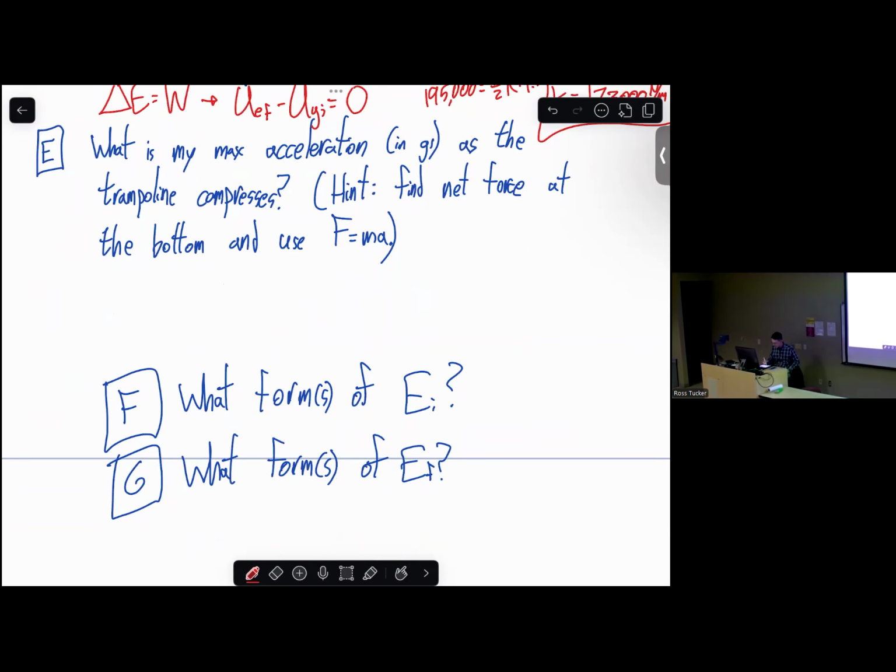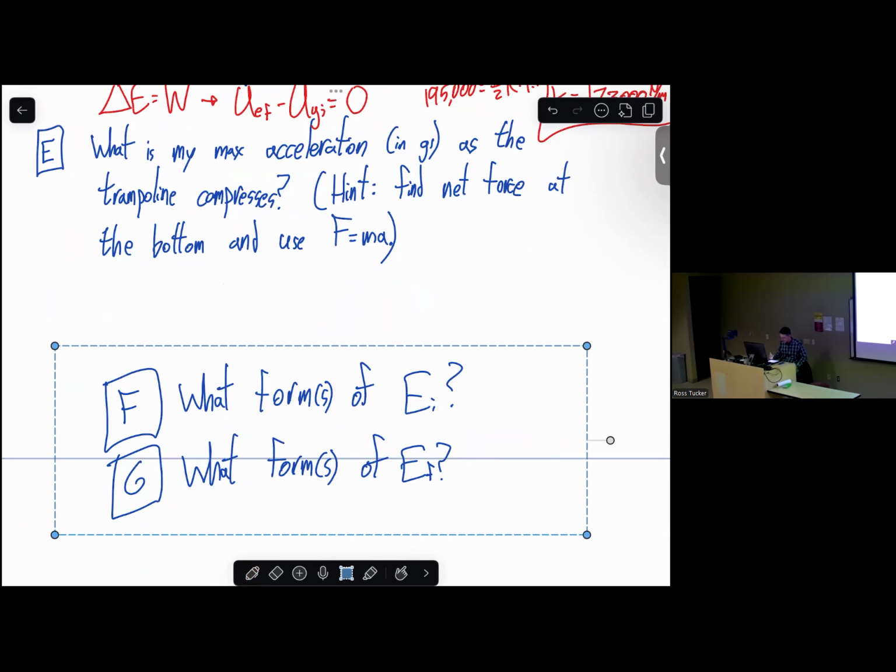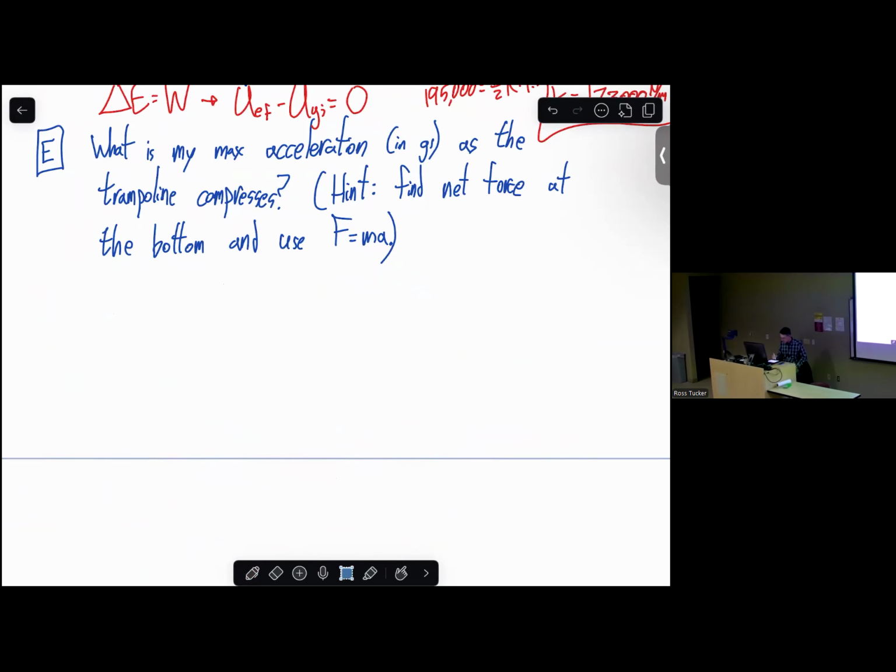The trampoline compresses. Trampoline compresses as you hit it. I mean, kind of duh, right? I will remind you here that we started with the total energy, which we discovered is one form or the other, 195,000. We just discovered that the spring constant k is 173,000.